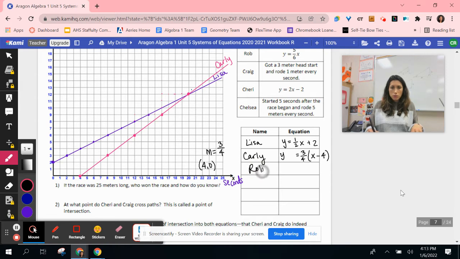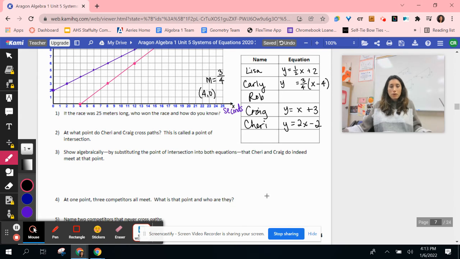And then we've got Rob's equation, which you can write in. Craig's equation, we'll come up with an equation. Sherry's, we already have: y equals 2x minus 2. For Craig, he got a 3-meter head start, so he started here at 3. Well, that's our y-intercept already. That one's nice and easy. So our y-intercept is at 3 and he rode 1 meter every second. Slope is 1. So I would say y equals 1x, or just x plus 3. That would be the equation for Craig.